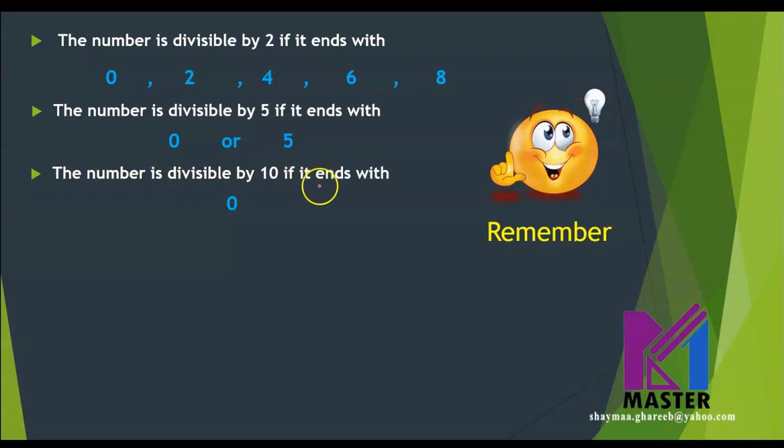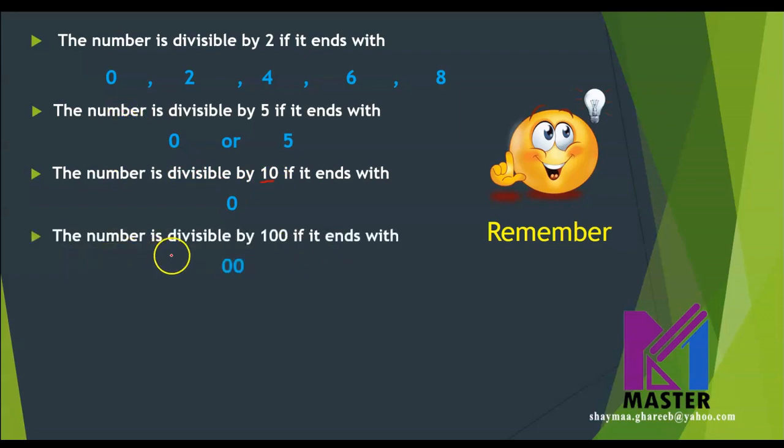The number is divisible by 10 if it ends with 0, which means the digit in the units place or in the ones place is 0, then the number is divisible by 10. And we can also say if the number ends with 0, it could be divisible by 10, it could be divisible by 5, it could be divisible by 2. The number is divisible by 100 if it ends with 0, 0 in the units and tens.